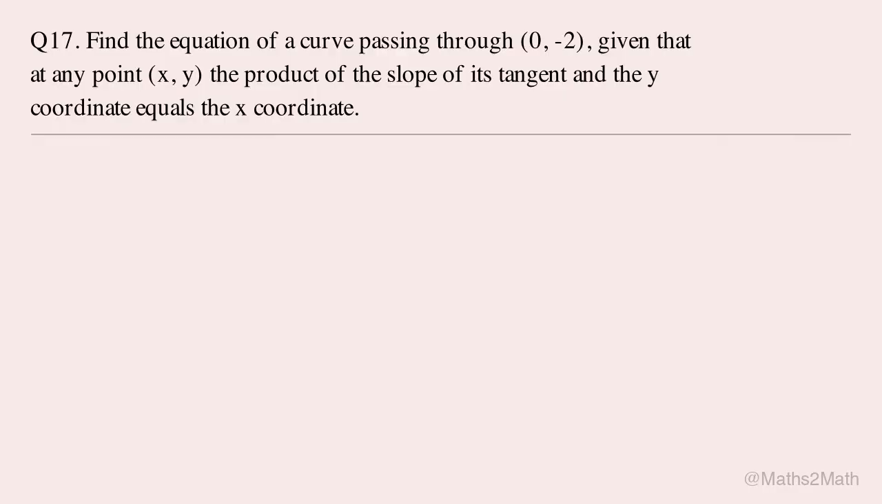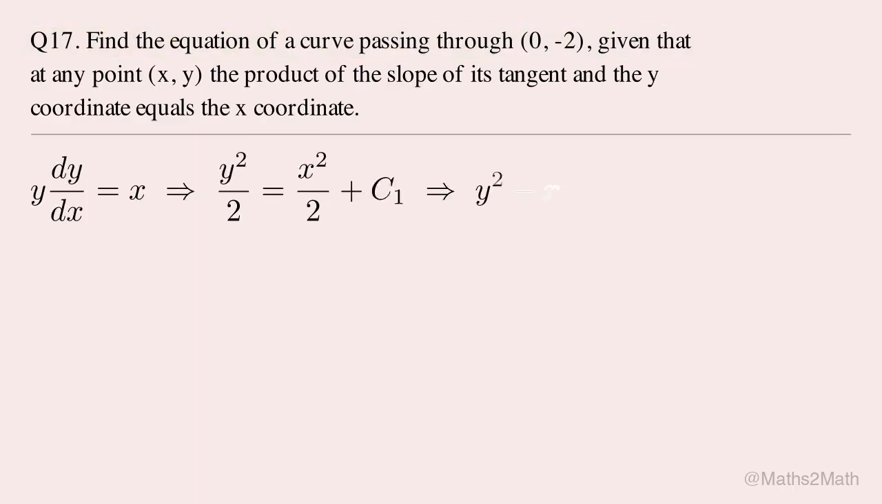Question 17. The condition reads y times y prime equals x. A hyperbola-style relation appears. Translate and separate. Through 0, minus 2, c is 4.